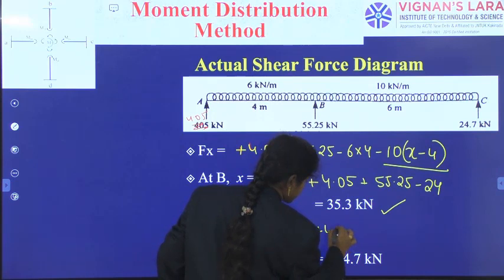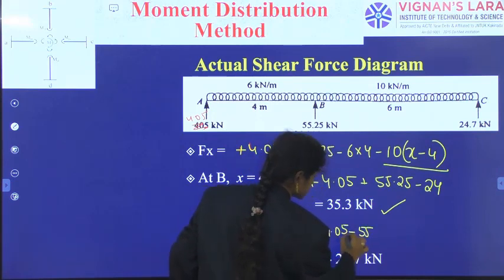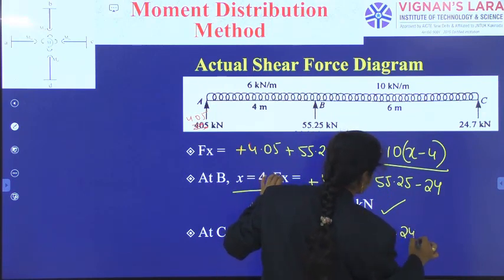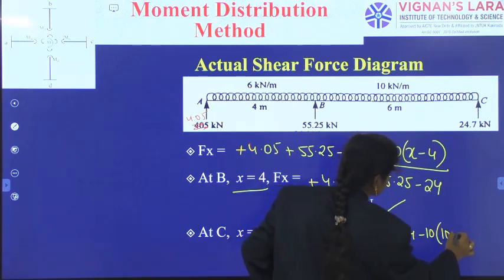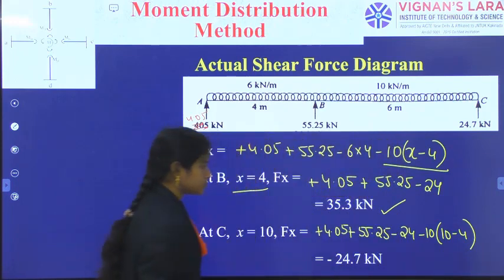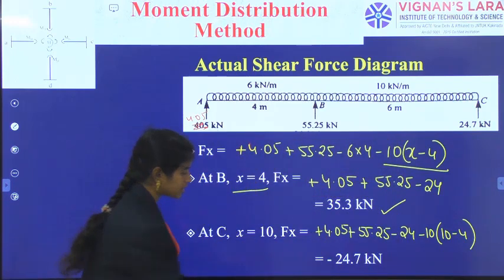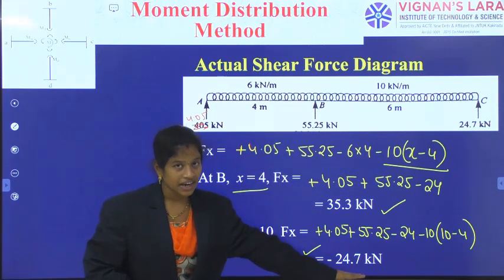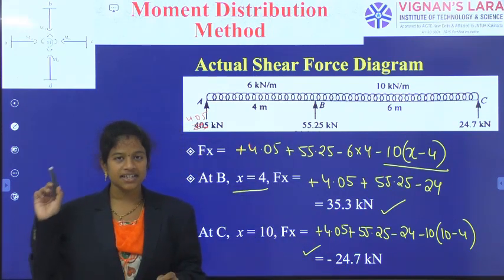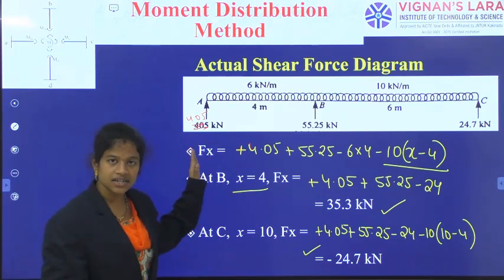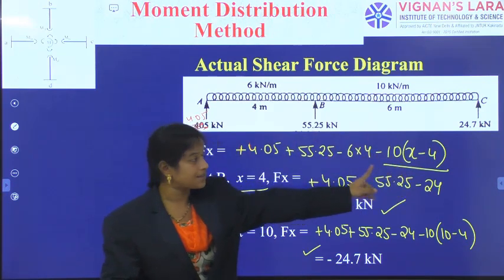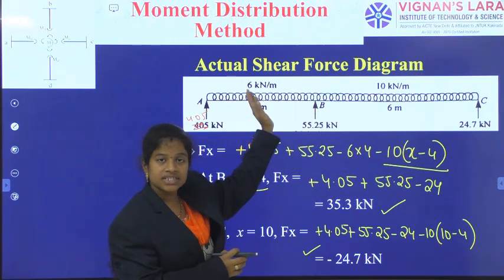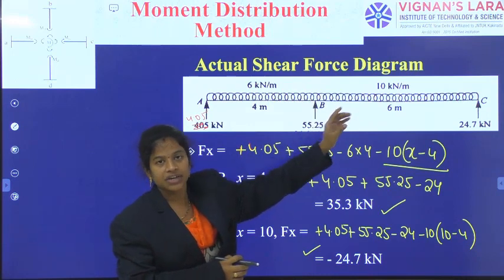So plus 4.05 plus 55.25 minus 24 minus 10 into 10 minus 4. With that we have got the next answer for the shearing force at point C, which is minus 24.7. You can say the shear force at the support is the support reaction, at A and C. But what happened at B? It has taken two parts. For B towards A we have got something, for B towards C we have got some value.